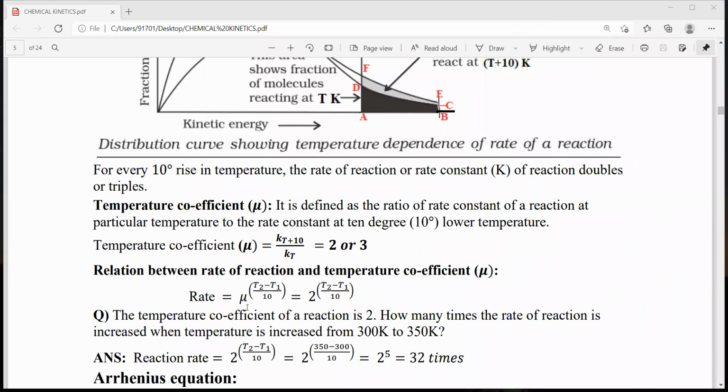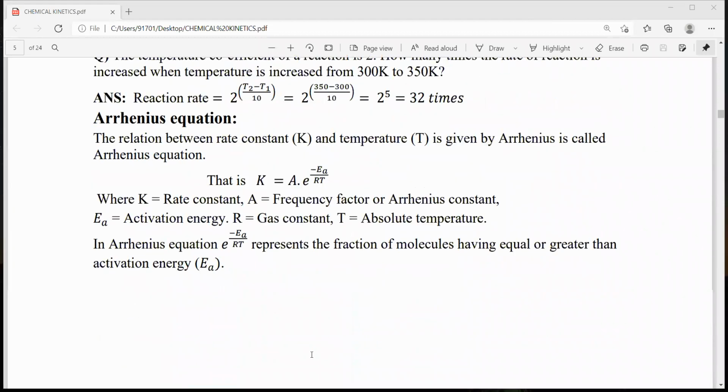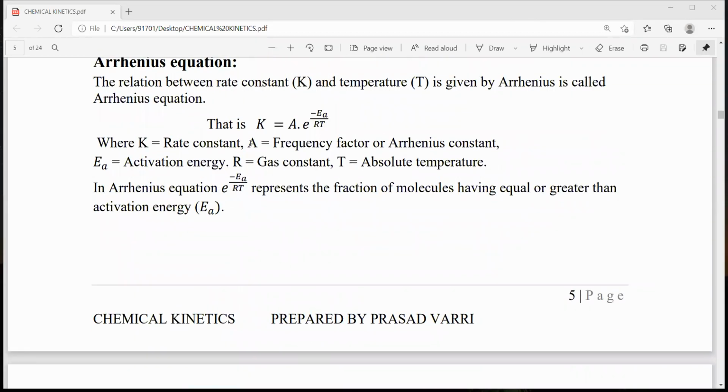The Arrhenius equation is very, very important, dear students. The scientist Arrhenius gave one relation between the rate constant and temperature of a chemical reaction, known as the Arrhenius equation. This Arrhenius equation is very, very important. Let's see, dear students, what the Arrhenius equation is.